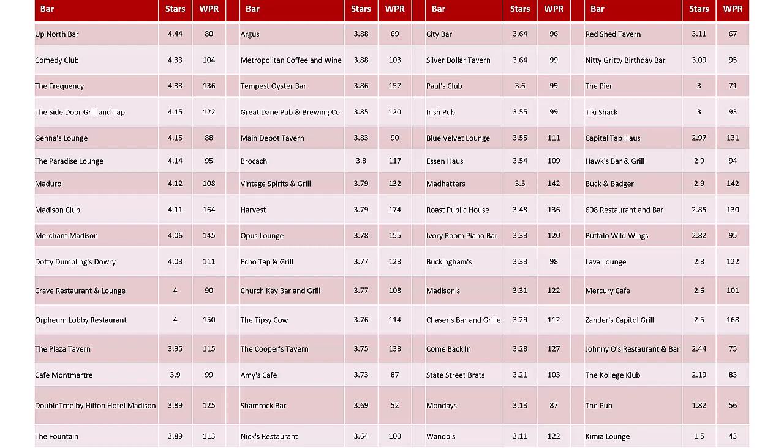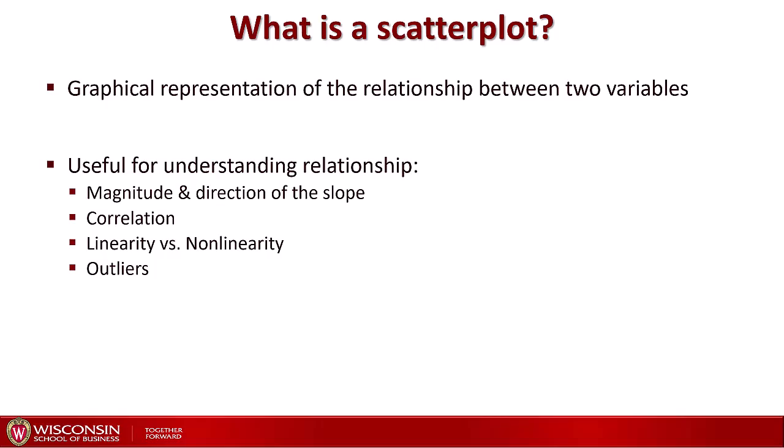We can see that the Up North bar and the Comedy Club are the two highest rated bars in the State Street corridor. Meanwhile, the Kimia Lounge, which has closed down, the pub and the KK were the lowest rated bars in the dataset. That is some information, but that doesn't help us generally understand the relationship of interest, which is the relationship between average ratings and the average number of words per review. So what can we do instead? Well, we can create a scatterplot.